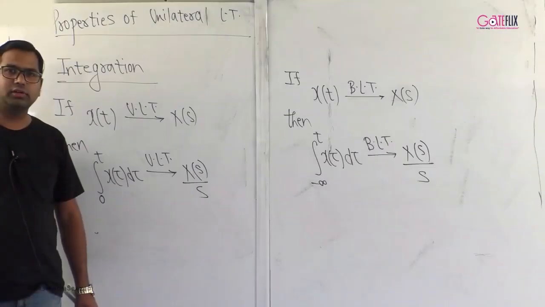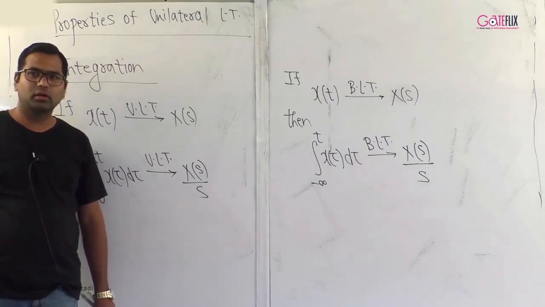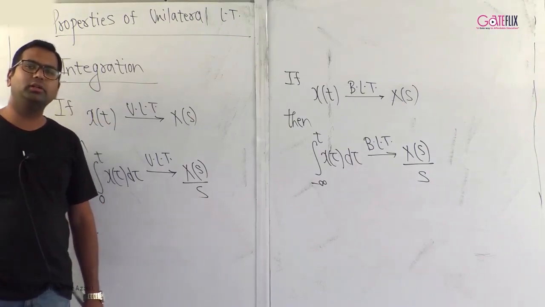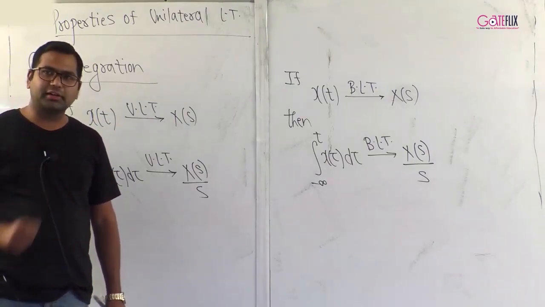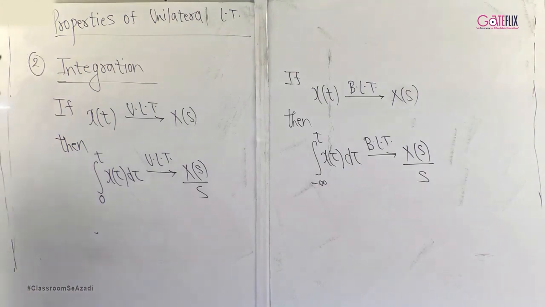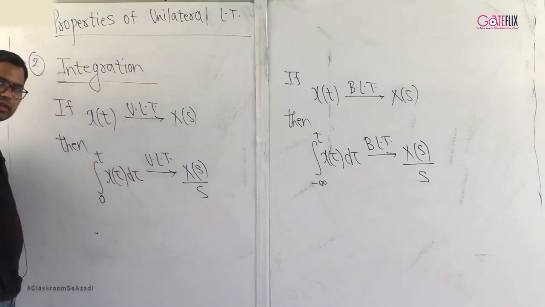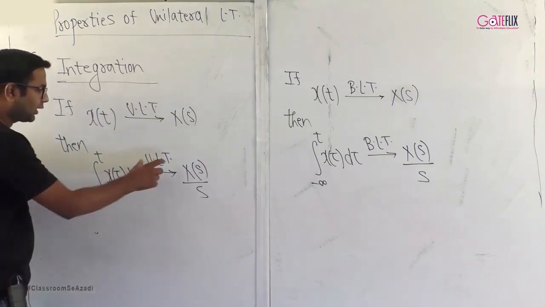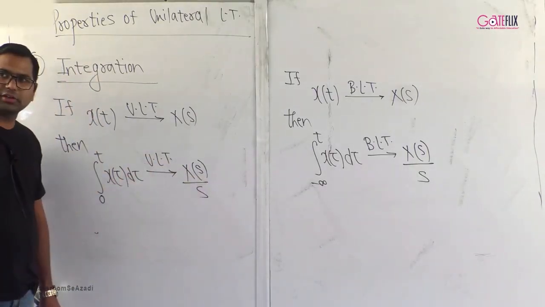The next property we will discuss for unilateral Laplace transform is the integration property. The integration property we have already discussed in bilateral Laplace transform. We are again discussing the same property in unilateral Laplace transform because there is a minute difference. Let us understand what the minute difference is. In unilateral Laplace transform, if x of t has a Laplace transform of X of s, then for the integration from 0 to t of x of tau d tau, the unilateral Laplace transform will be X of s by s. This is the property in unilateral Laplace transform.